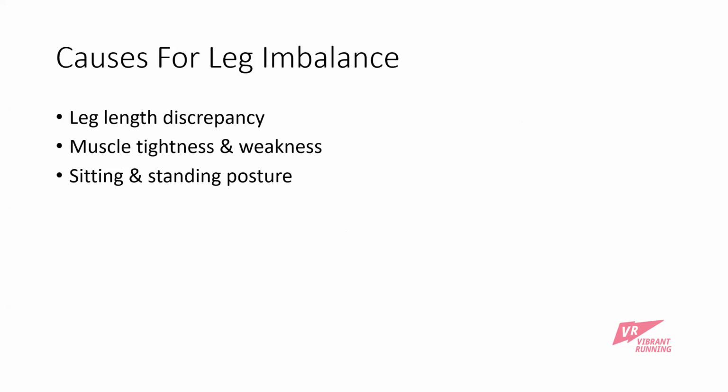The first thing we're going to talk about is causes of leg imbalance. There are a few more, but these are the main ones. The first is leg length discrepancy, which is why you feel like there's an imbalance. Normally it can be from birth, or from when you're young and something happened to you, then you have muscle tightness and one of your hips actually tightens up.